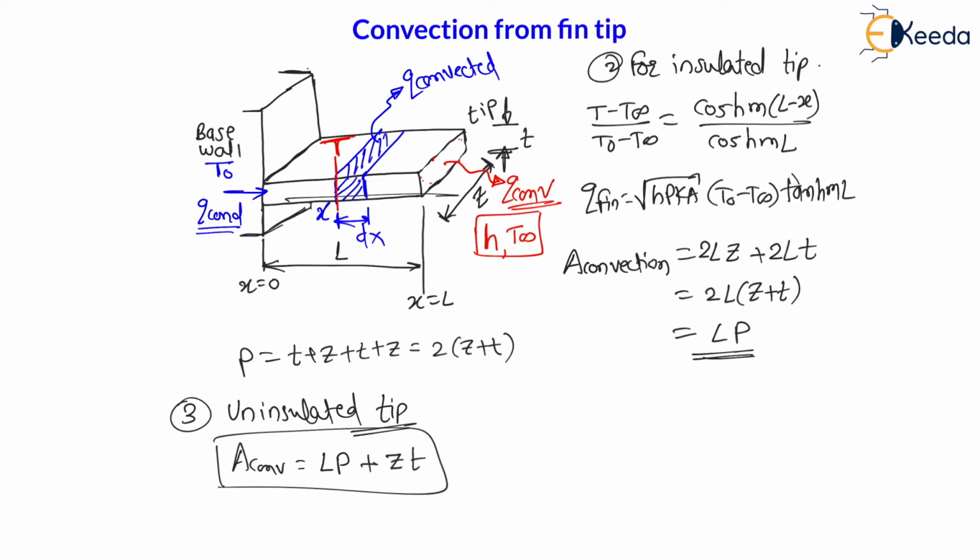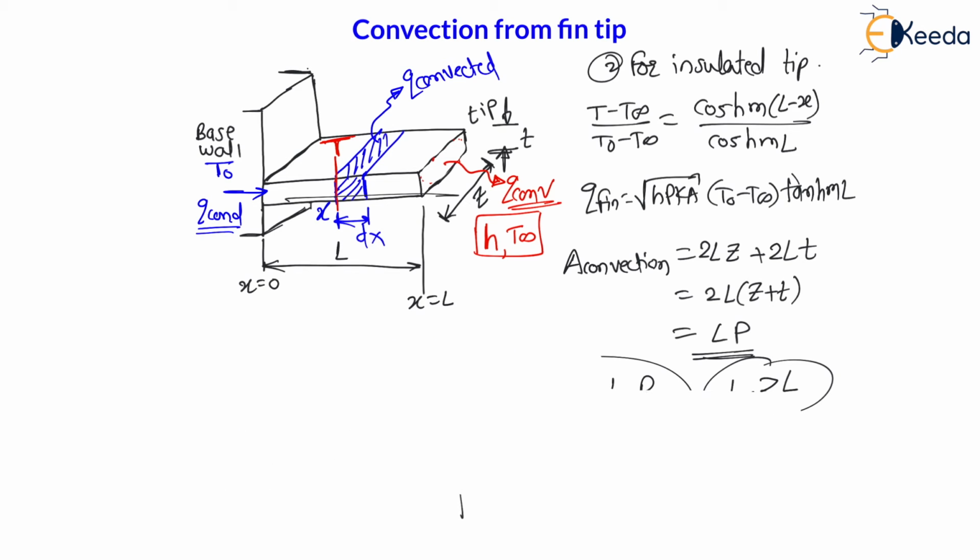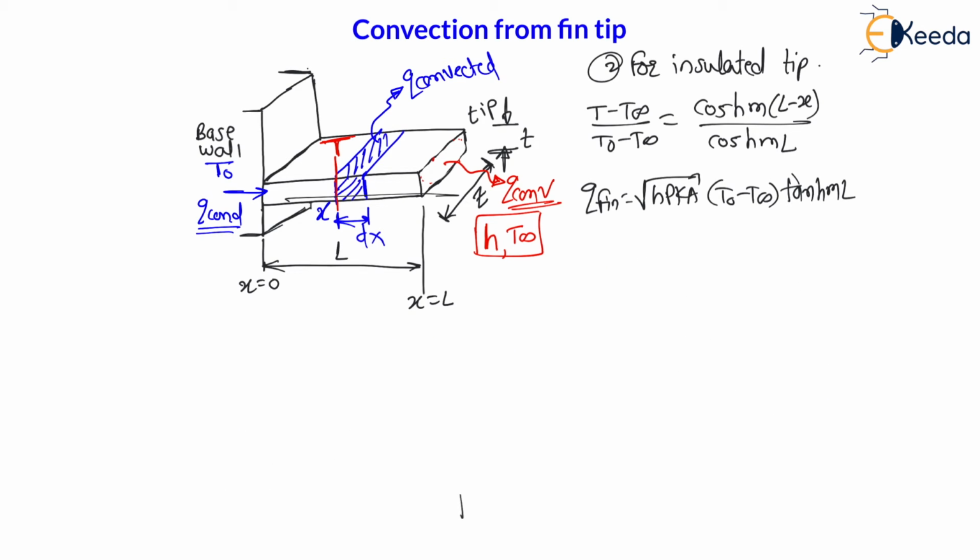Therefore, we are using corrected length. Here we will use the concept of corrected length, and the area of convection will become equal to corrected length into perimeter. So in all calculations we are using the value of corrected length, and this corrected length will be more than the actual length. Therefore, let us find this corrected length. For fin with insulated tip, the only correction we are doing is that we are using corrected length, and all the calculations will be similar to fin with insulated tip.